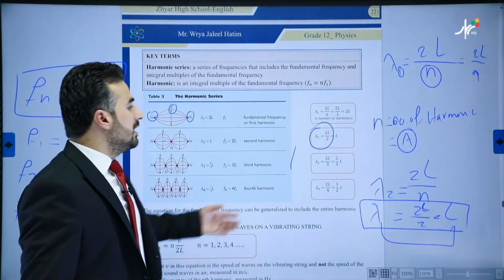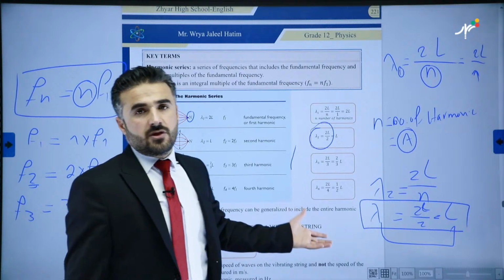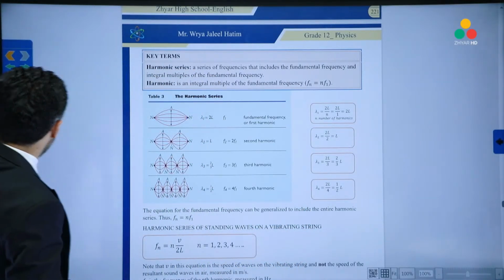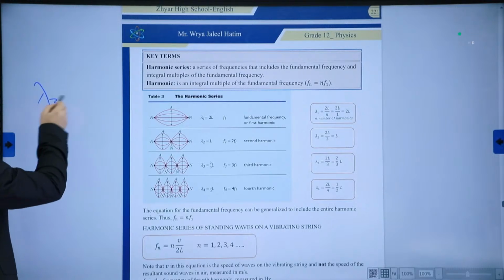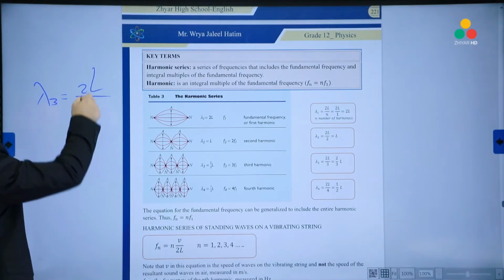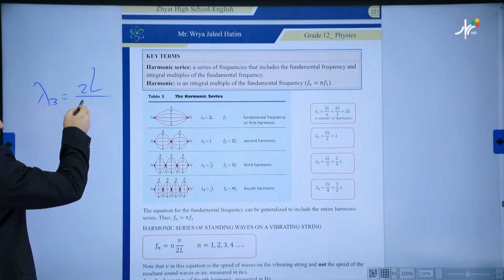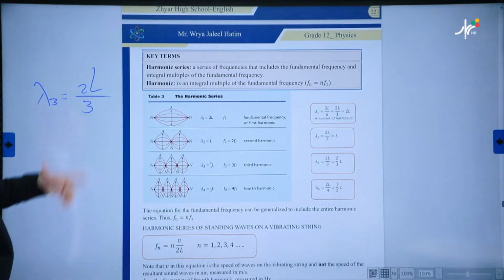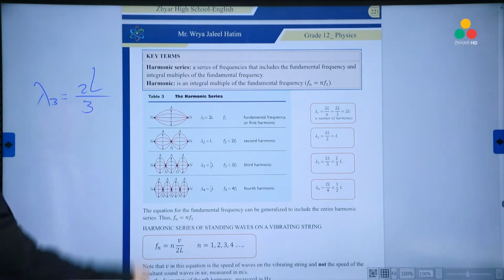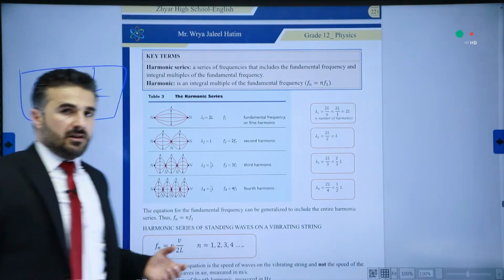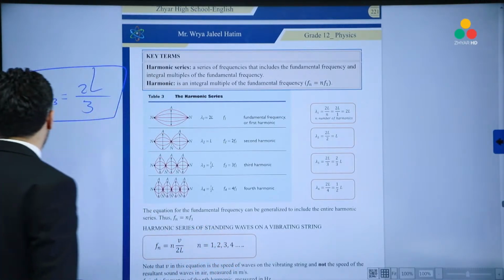What if it is the third harmonic? What would be the wavelength of the third harmonic? All you have to do is just use the equation again. Third harmonic, we said, yes? So we'll say 2 times the length. That doesn't change, yeah? The only thing that changes is the number of harmonics. So if it is the third, you can put 3. Fourth, put 4. Fifth, put 5. And then, of course, it continues like that. So these are used to find the wavelength in every harmonic.